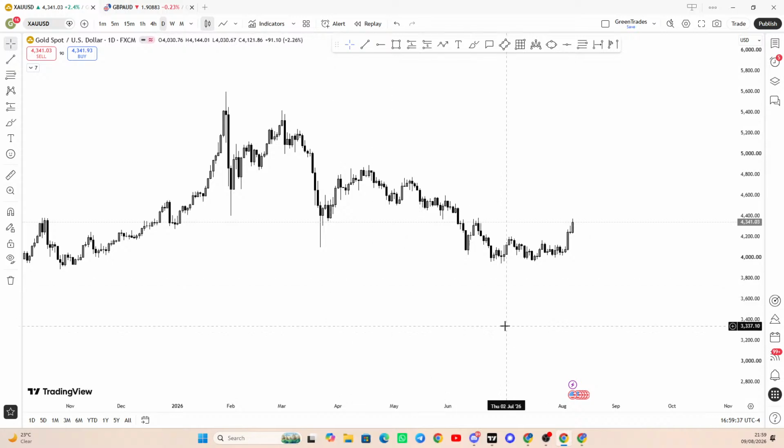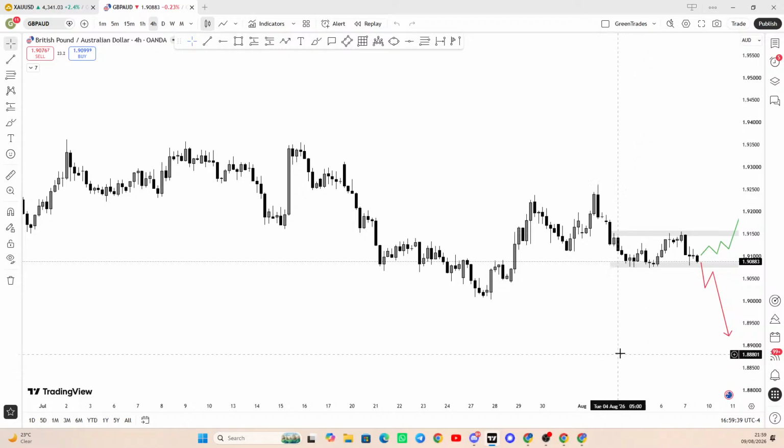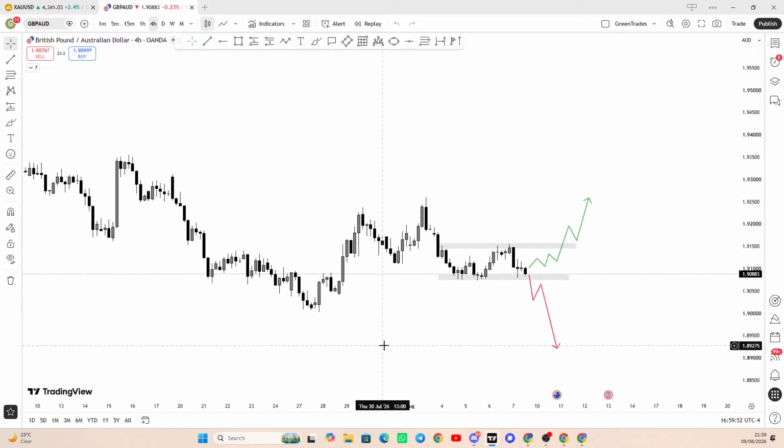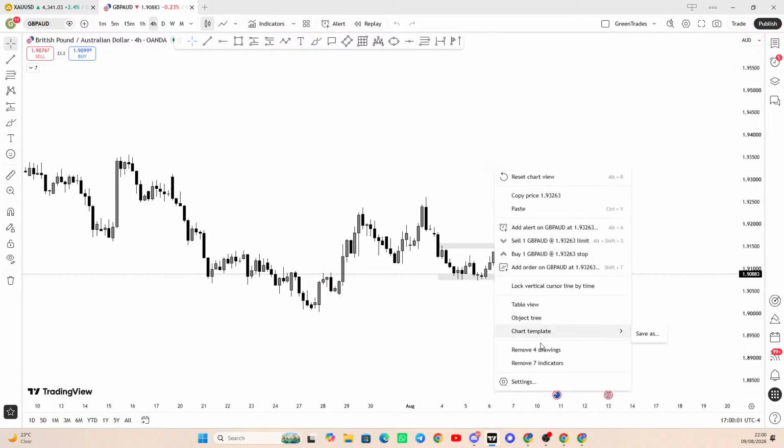So what we're gonna do is, this is definitely one of the pairs that I'm looking at. So let me start with this one. All right, cool. So with GBP AUD, my aim is obviously, let me just clear the whole thing and then I'm gonna start.